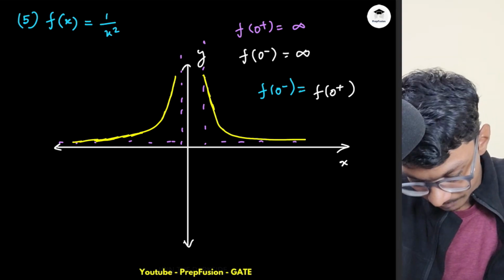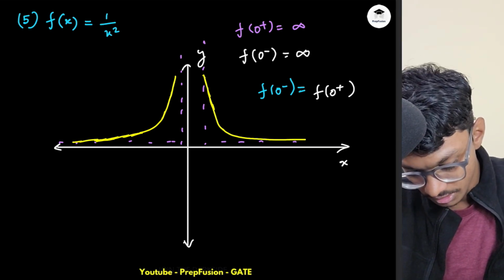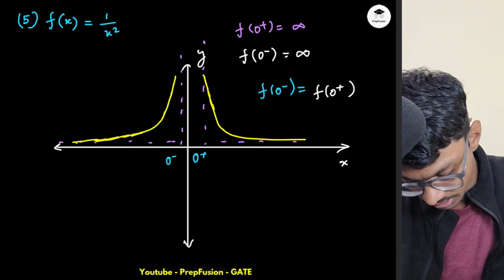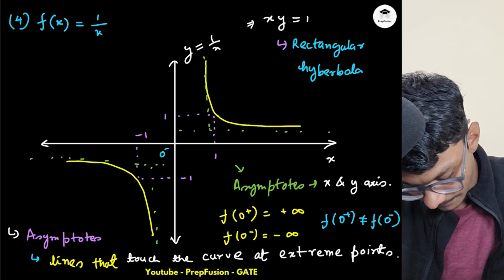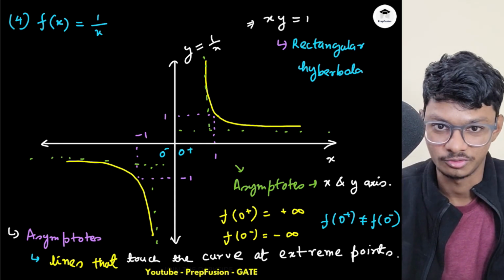So 0 minus is here, some neighborhood of 0. 0 minus and 0 plus are the neighborhood of 0. So this is 0 minus and this is 0 plus. The neighborhood of 0 is very important to us. Why? We'll understand.